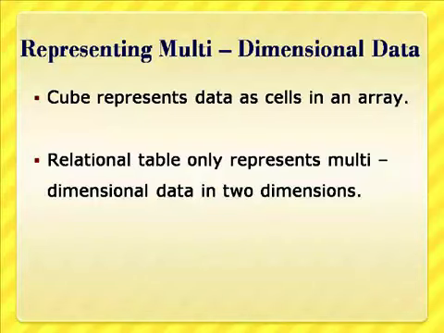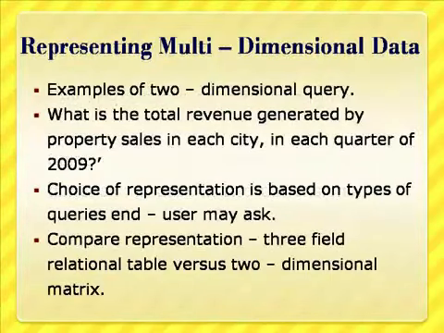Suppose we take an example of a two-dimensional array: what is the total revenue generated by property sales in each city in each quarter of 2009? That means if you define that there are 4 quarters in a year, for each quarter in each city, what are the total sales? So this is a two-dimensional grid. The measure here is sales. But the choice of representation is always based on the types of queries the end user asks. So there are 2 different kinds of representations: array-based representation and tabular representation.